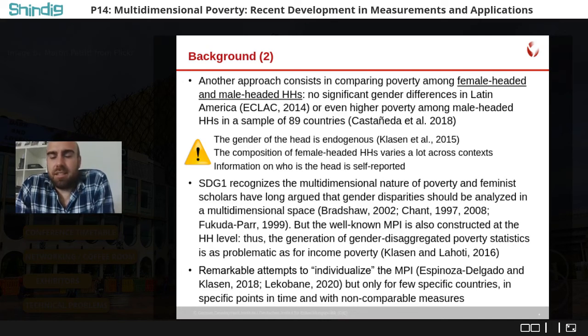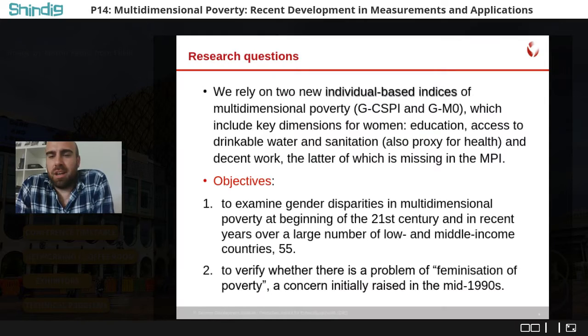So in the next slide, yes, exactly. We start from this background of very poor information on gender disparities in multidimensional poverty, and we want to fill this gap. And we rely on individual-based indices of multidimensional poverty, and especially we use two that we call the GCSPI and the GM0, which I will explain shortly.